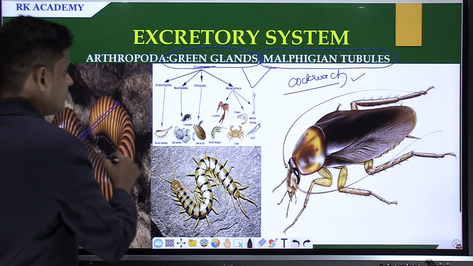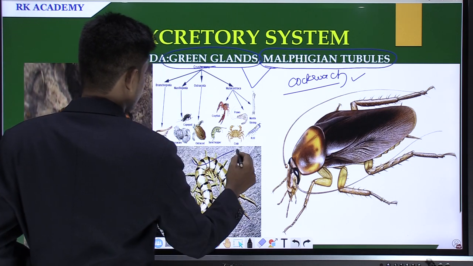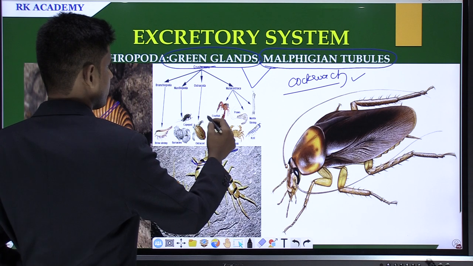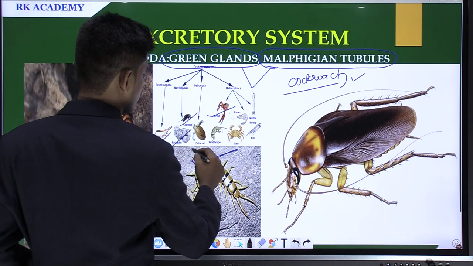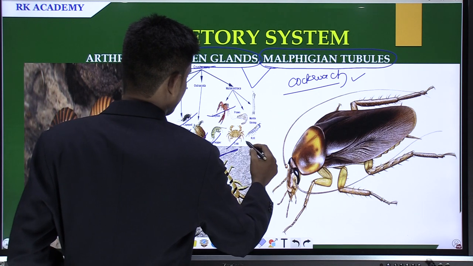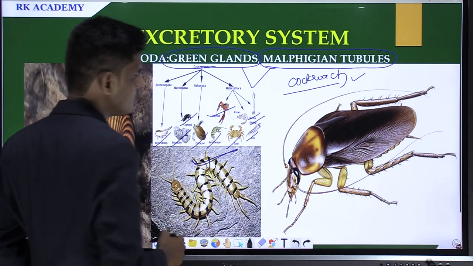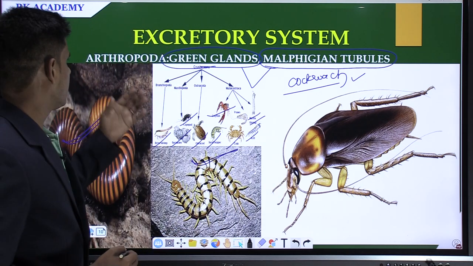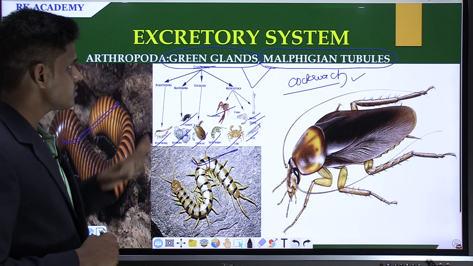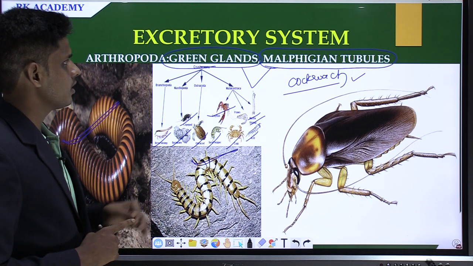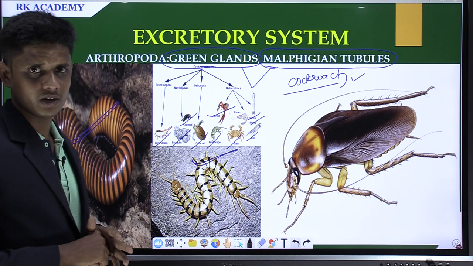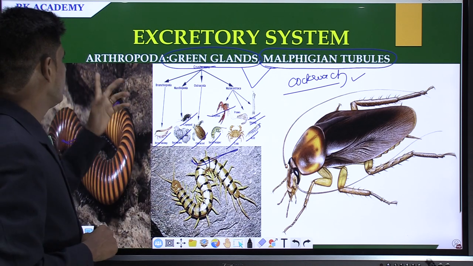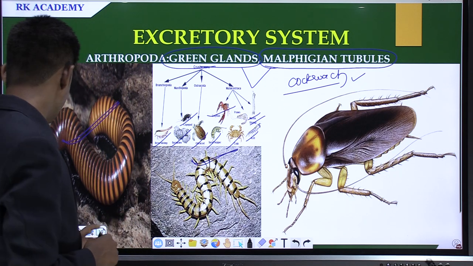This is millipede, and this is centipede. This is centipede and crayfish, copepod, branchiopod, brine shrimp, ostracod, sandhopper, crab, krill, mantis shrimp. These are all examples for the arthropods. In these arthropods, the malpighian tubules play an important role in the elimination of the waste material. So this is an example for the arthropoda. Yes, come to the next one.